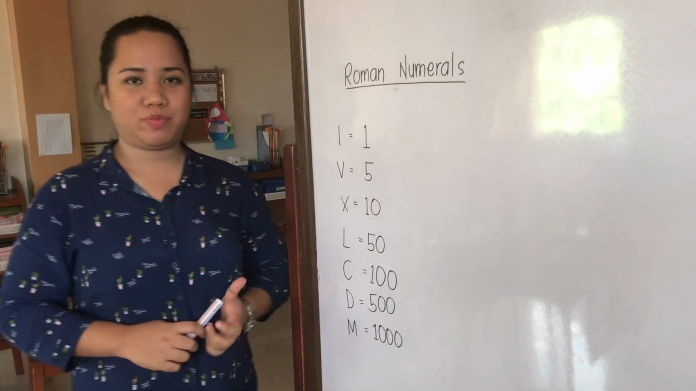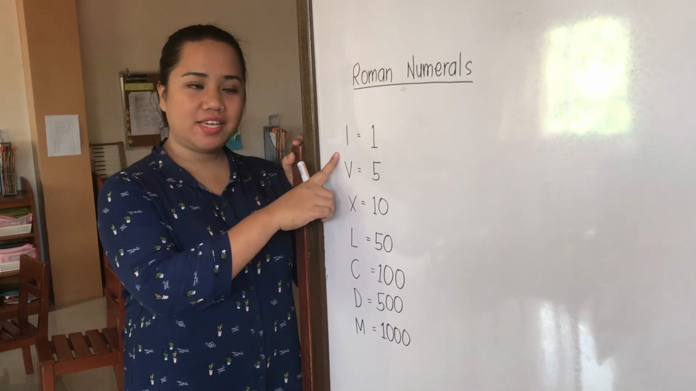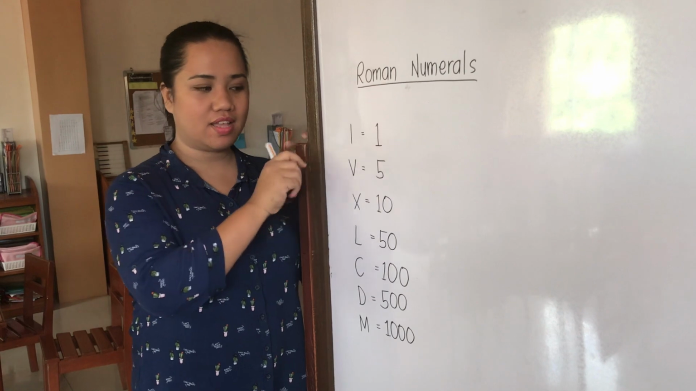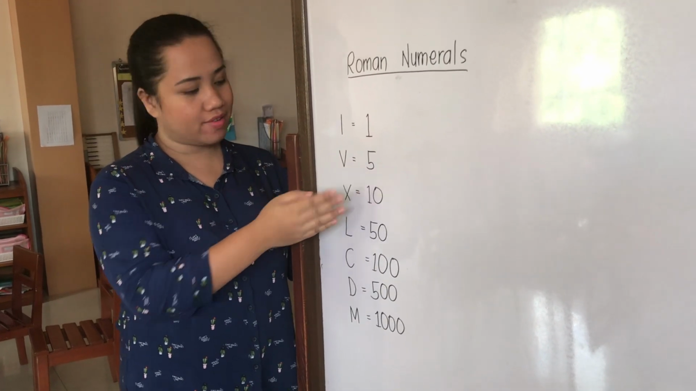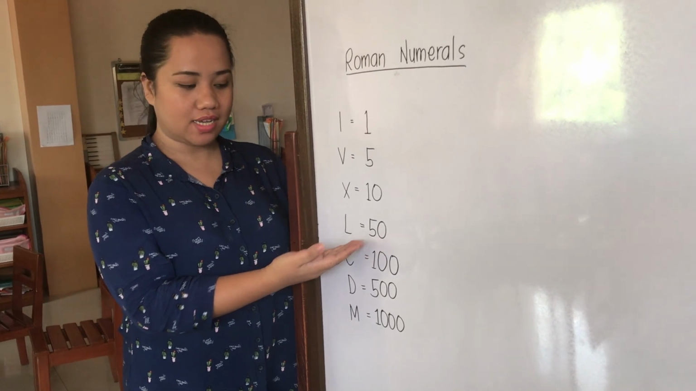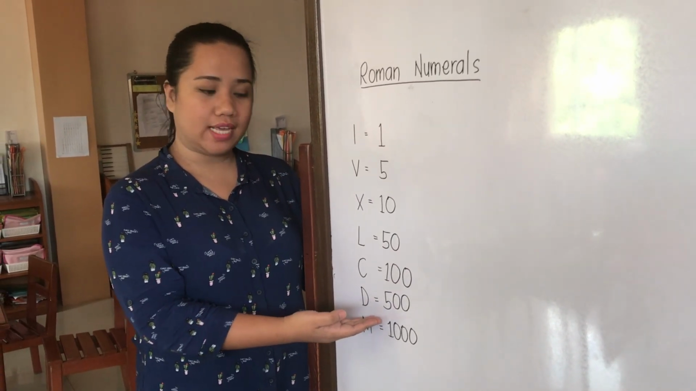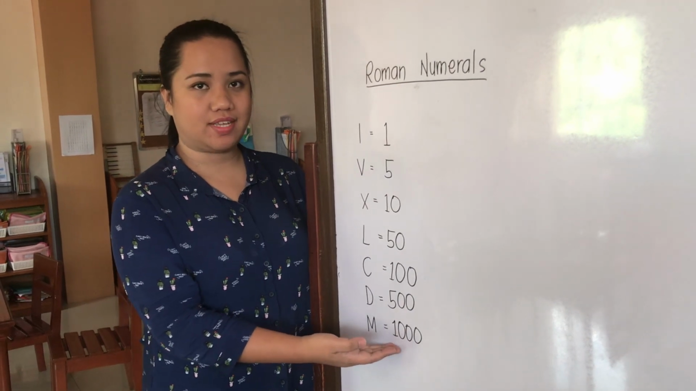My name is Miss Rachel, and for today's learning, we are going to deal with Roman numerals. Okay, so these are the Roman numerals that you have to be familiar with. So let's start. I stands for 1, V is for 5, X is for 10, L is for 50, C is for 100, D is for 500, and M is for 1000.